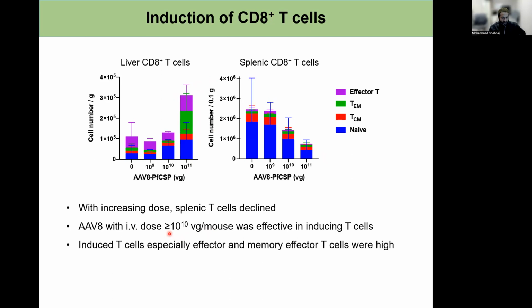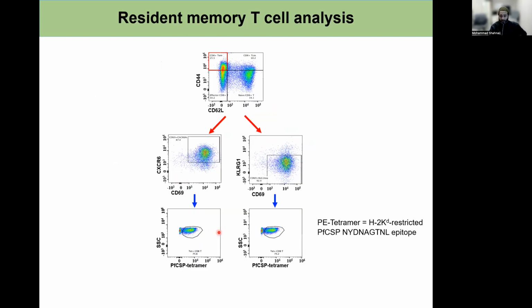And I checked the dose. So for different doses, 10 to the power 10 viral genomes for the mouse is effective enough to induce the T cells. And the induced T cells, especially the effector and the memory effector T cells, were very high. So this is the experimental validation. So we found it, and I just make one line on this one.